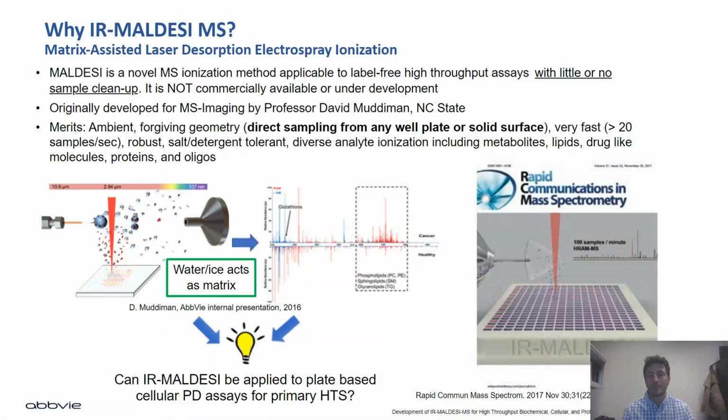It's very fast. I'll show in a couple slides some videos where we're sampling more than 20 samples per second. It's robust to many common buffer additives in biochemical and cellular assays, which allows us to do a lot of assays without any cleanup. And again, it can see a lot of diverse metabolites and analytes that we would like to see from biological assays.